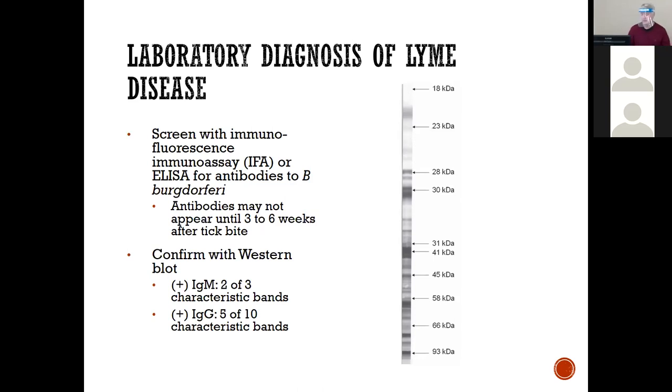So Western blot is dividing the immunoglobulins into bands, okay? And what we do is, for IgM, we see two of three characteristic bands means positive, and for IgG, 5 of the 10 characteristic bands. And these are the weights of the bands, these kilodaltons over here. So we look for that.